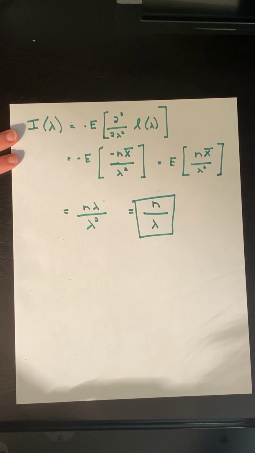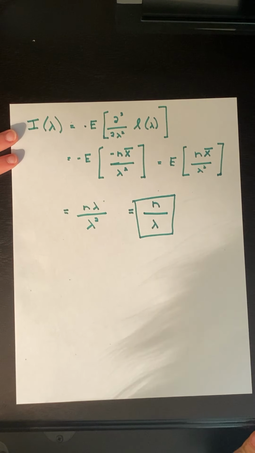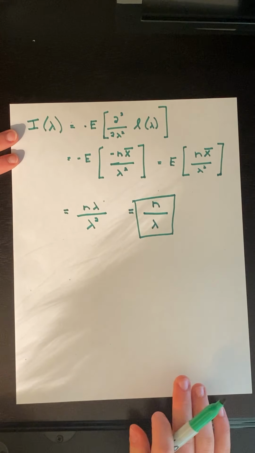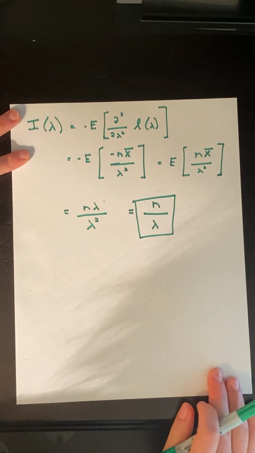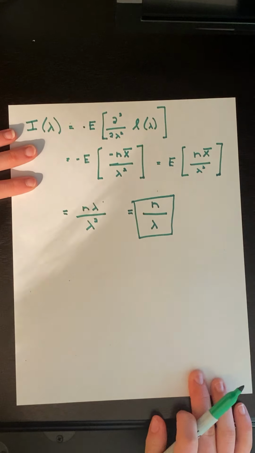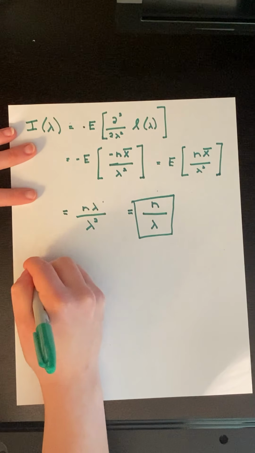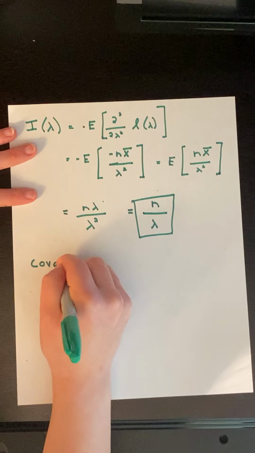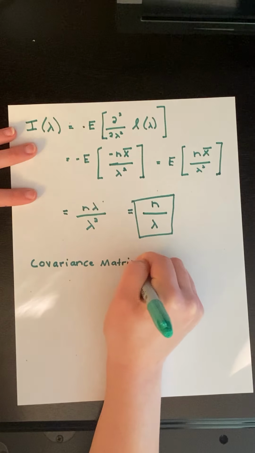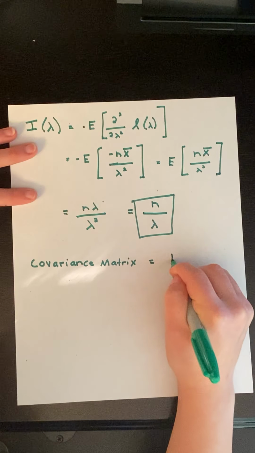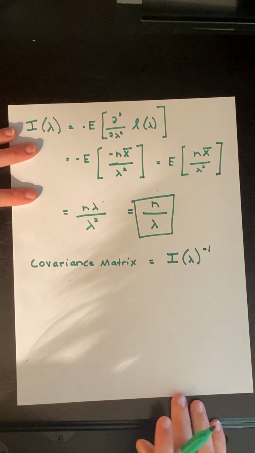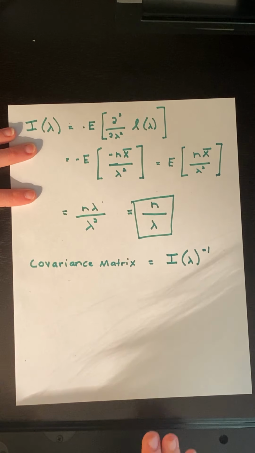One question we should have is, now that we have our information matrix, what do we actually do with it? Like I mentioned before, we can use this information matrix to solve for our covariance matrix. The way to solve for a covariance matrix is simply the inverse of our information matrix. And so it's really simple.